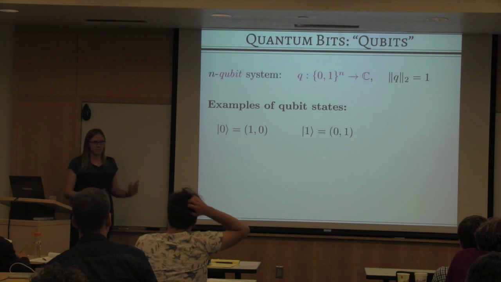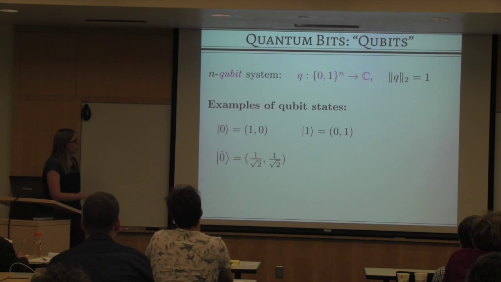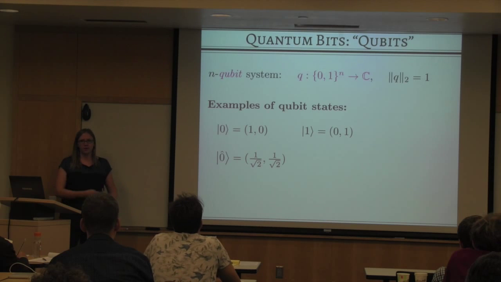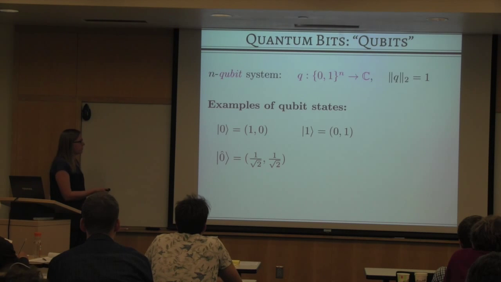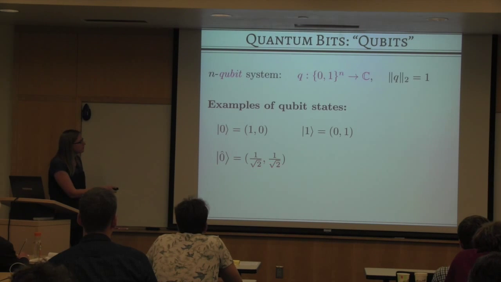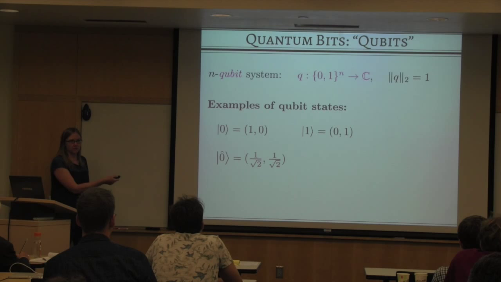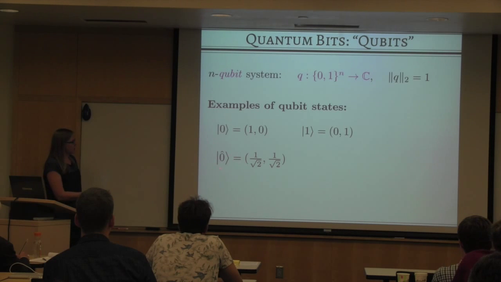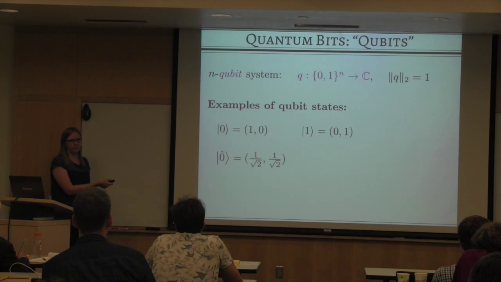So far, boring. We could also have the weight uniform. So we have 1 over square root 2 on 0 and 1 over square root 2 on 1. And notice that we need the square root so that it has unit L2 norm. And I'm going to call this hat 0 because it is a Fourier transform of this vector.